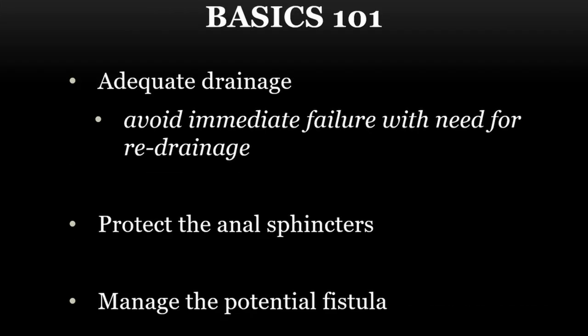The most important basic of dealing with acute anal abscess is adequate drainage of the abscess to avoid immediate failure of the procedure and the need for early return to the operating room for re-drainage. Due to the close proximity of the sphincter muscle, it is important to protect the sphincter and avoid any potential damage. For patients with first-time anal abscess, the likelihood of developing a chronic fistula is over 65%, and for patients with recurrent sepsis, an established fistula is often present.